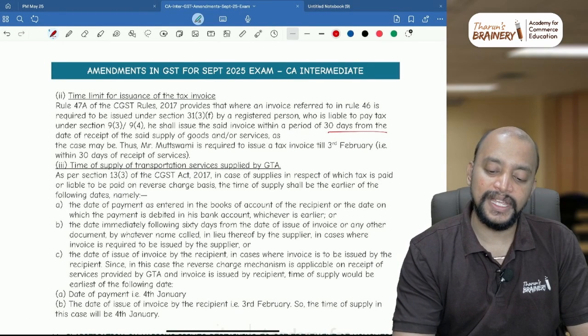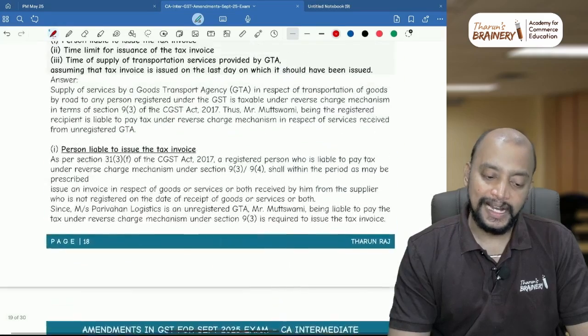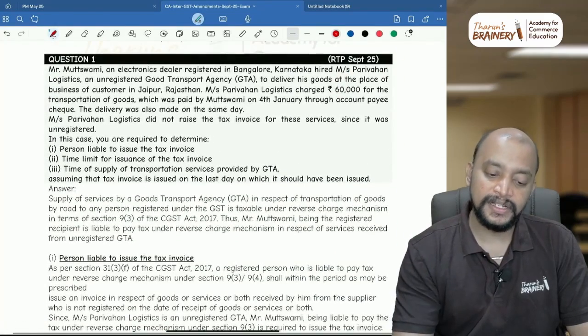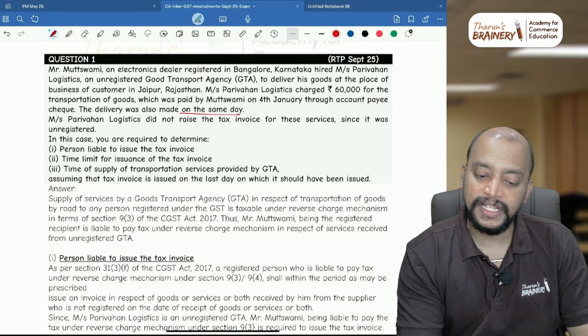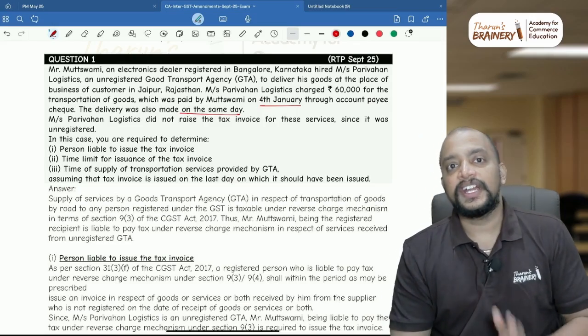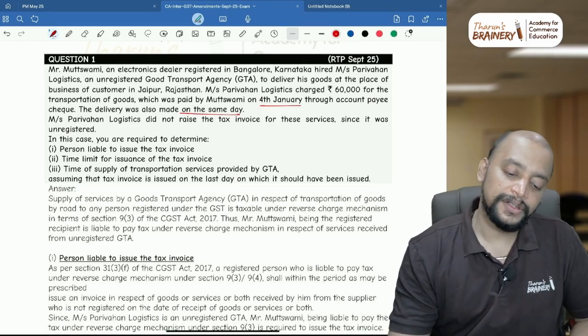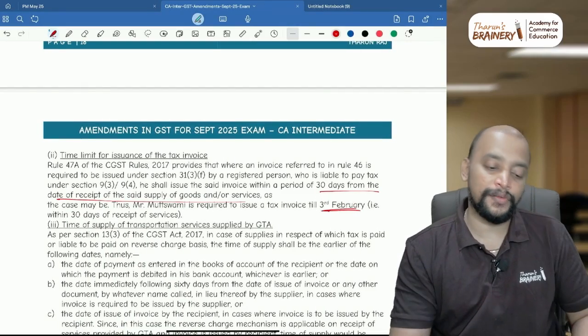30 days from the date of receipt of goods or services. So, what is the date of receipt of goods or services? The delivery was made on the same day, that is 4th January. 4th January plus 30 days means it will be 3rd February. So, 3rd February will be taken as the time limit for issuance of invoice.